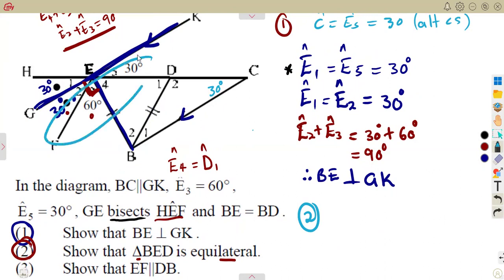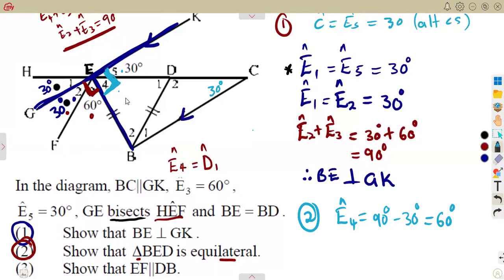Angles on a straight line add up to 180, or you can use the concept that these two are perpendicular. So to find E4, there are so many ways. You can use the perpendicular concept because they are at 90 degrees. So for E4, you can simply subtract that 30 degrees from 90 degrees. That's 90 minus 30, which is 60 degrees, because we say they are perpendicular. So E4 is going to be 60 degrees.